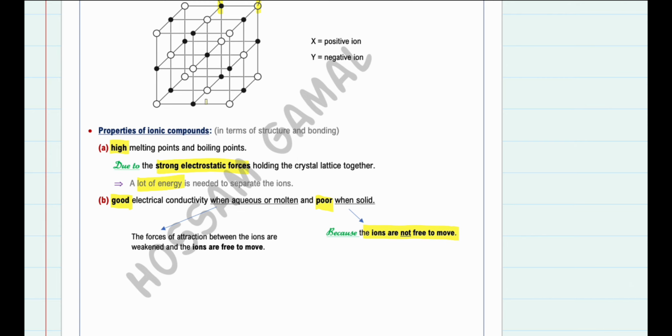But when you dissolve a piece of salt, let's say, in water to make an aqueous solution, then ions are free to move. The same applies if you have a molten sample. Ions are free to move in the molten or liquid state of an ionic compound.